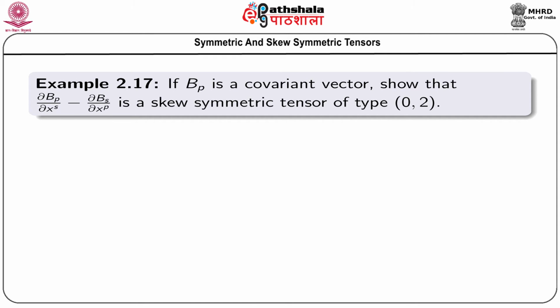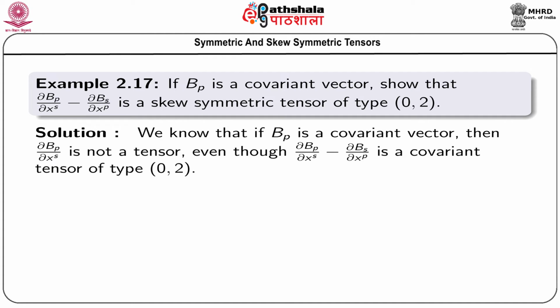Now, let us see another example: if B_p is a covariant vector, then del B_p del x^s minus del B_s del x^p is a skew symmetric tensor of type 0, 2. So, the partial derivatives of the components of a covariant vector, if we take the change of the indices, give you the skew symmetric tensor of type 0, 2. Now, let us see the solution of this example.